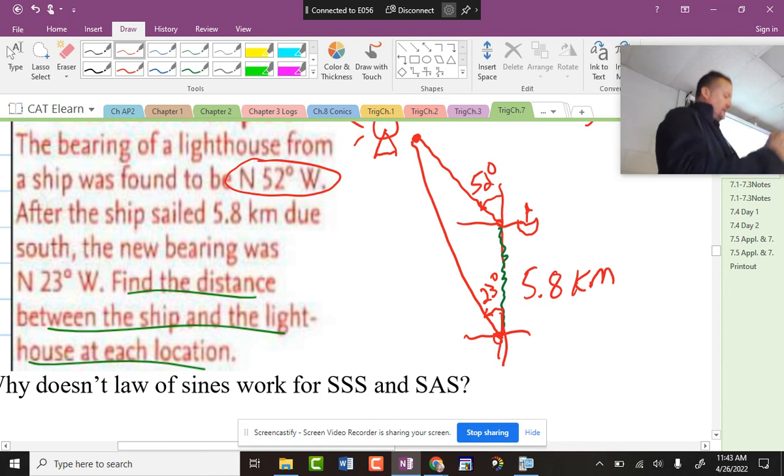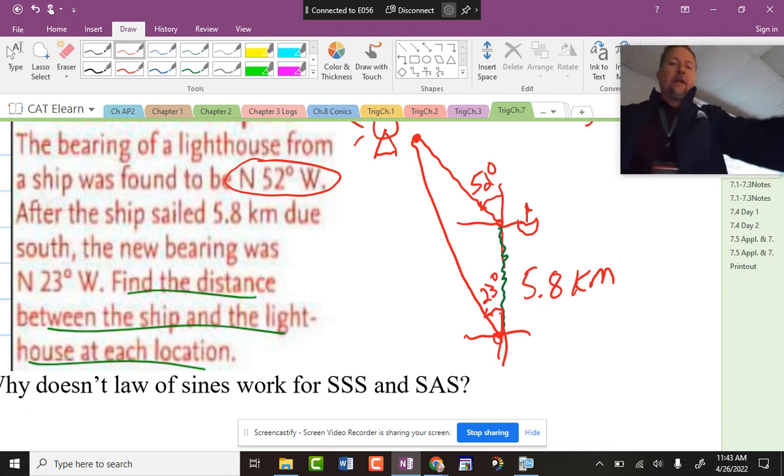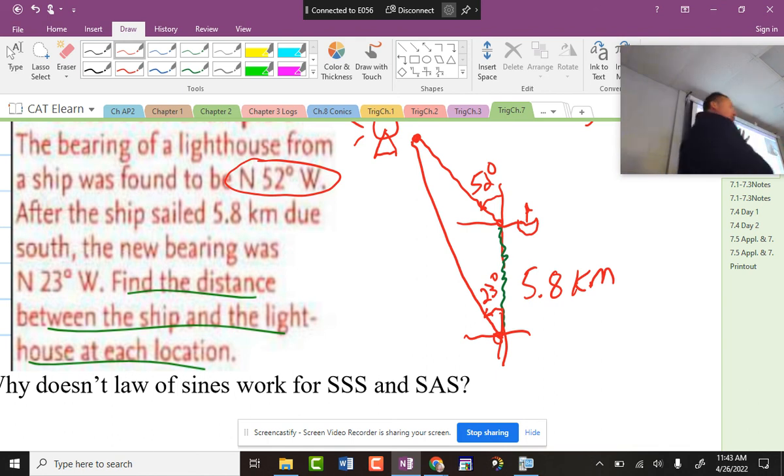Okay, unfreeze. This is why everyone's drawing should be in this framework. Everyone's triangle has to look like this. Your ship goes due south. I should draw my ship again. And the lighthouse should be in the upper left corner.